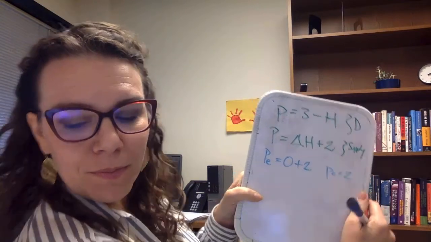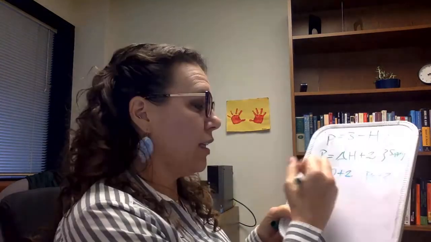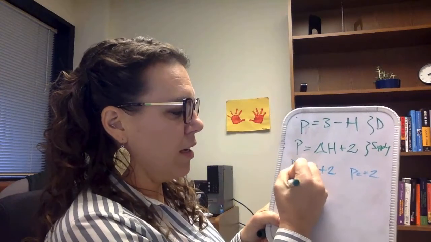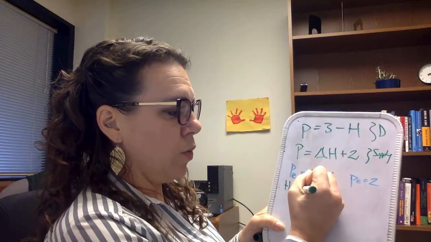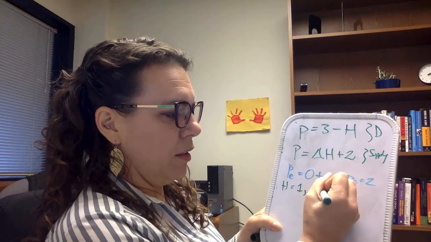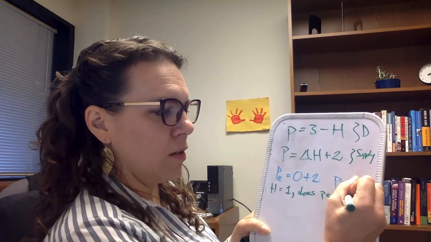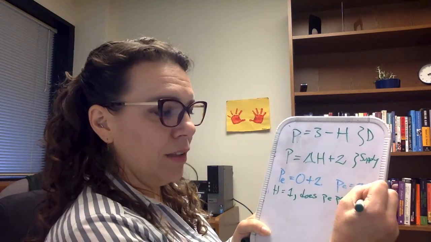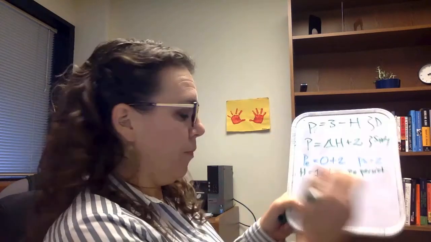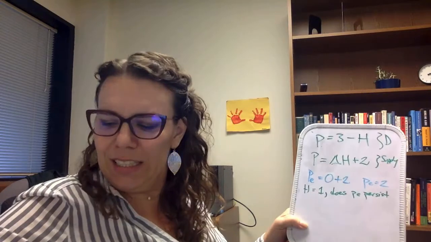Cool? So far, so good. So that's part A. Part B says, if we assume that the current level of housing, the inelastic supply of housing, is equal to 1, does that equilibrium price persist? Like, is our model in true equilibrium? And we can test that really easily.